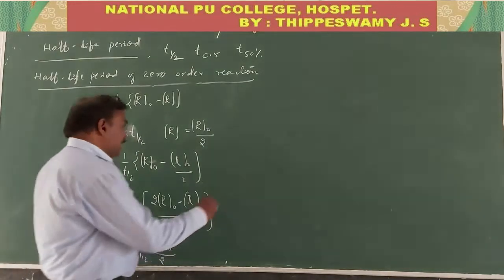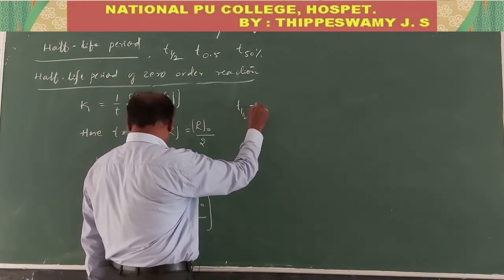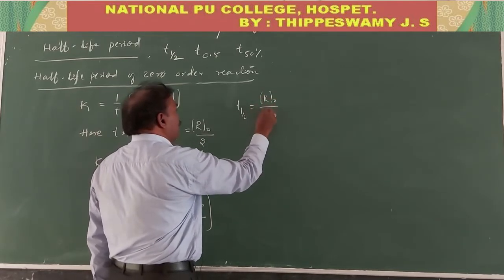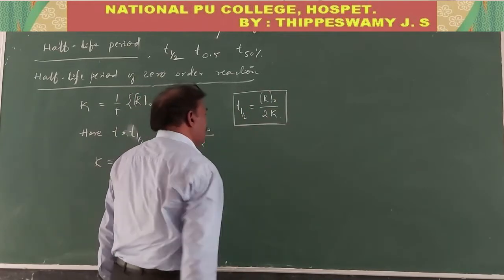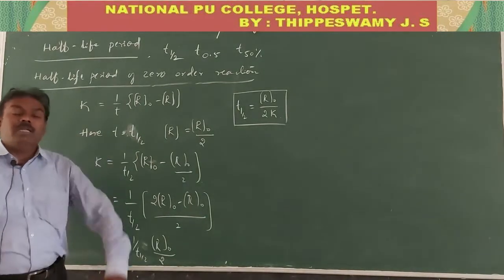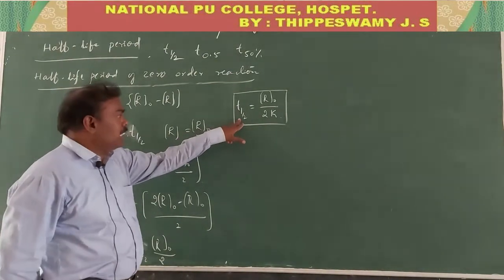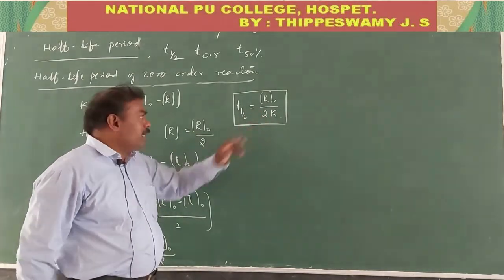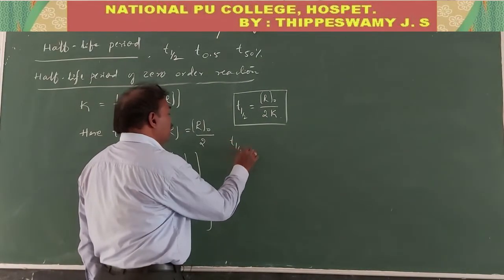Or you can also write it like this: t half is equal to R naught divided by 2k. So this is the relation between the half-life period and a zero order reaction. What is it? T half is equal to R naught by 2k.